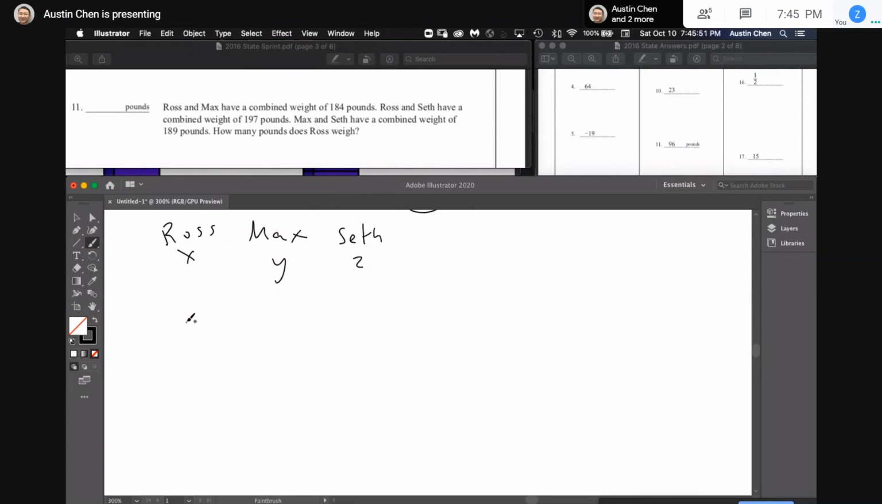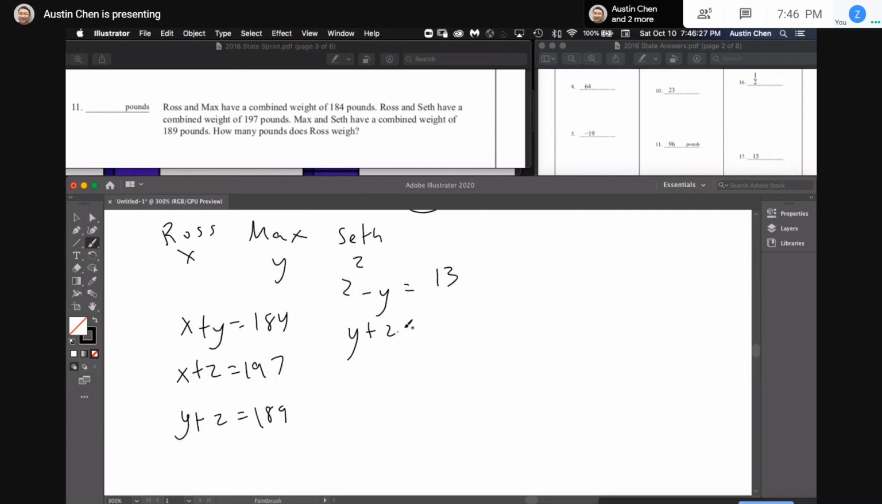So we set up our equations. Ross and Max, their combined weight, is 184. Ross and Seth is 187, and Max and Seth is 189. You can solve this in a bunch of ways. Let's take this equation and subtract that equation. We get z minus y equals 187 minus 174, so that's just 13. And we also have y plus z is 189.